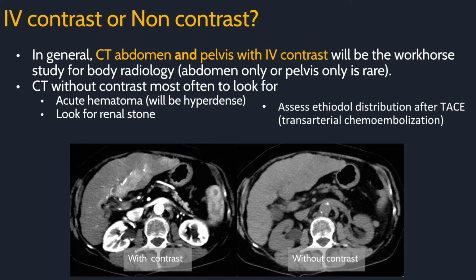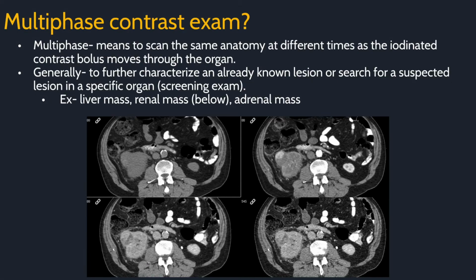Axial CT images without and with contrast. The contrast image on the left shows the hepatocellular carcinoma invading the portal vein, a finding that is all but impossible to see without contrast. Multiphase exams are used to characterize a known or suspected specific lesion. This example is a renal mass. Different patterns of enhancement can distinguish tumors on imaging.